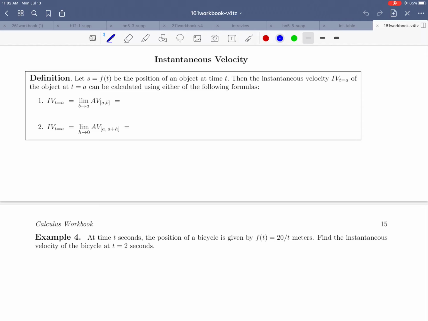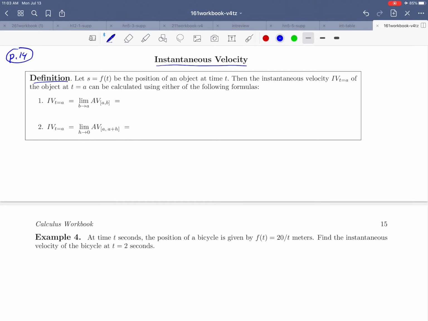Hello everybody, and welcome to the very last part of this long section 1.2. So we are looking at the bottom of page 14 in the workbook here. And we'd like to take this idea of a limit that we've been talking about and connect it to the concept of instantaneous velocity. Okay, so let's read this definition together.